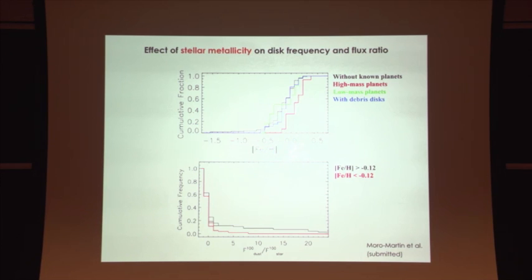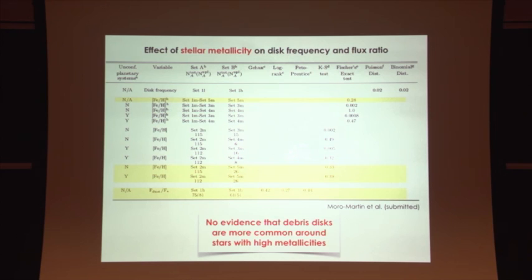We see that there is a correlation between high metallicities and the presence of planets and low metallicities. So first, let's look at the debris disks. Comparing the stars with debris disks to the control sample, and comparing the metallicities, we see that there is no evidence of correlation between the presence of debris disks and the presence of high stellar metallicities.